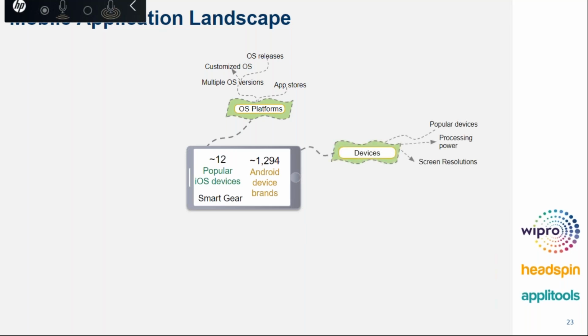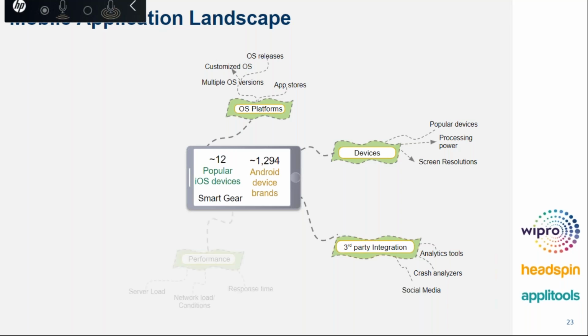The other factor which will impact is the devices. There are multiple devices which are popular with various processing capacities and various screen sizes, which are again manufactured by multiple vendors. Third-party integration is another most important factor which we have to consider, because most of the mobile apps interact with other apps or external systems, which are kind of black box for the app under test.